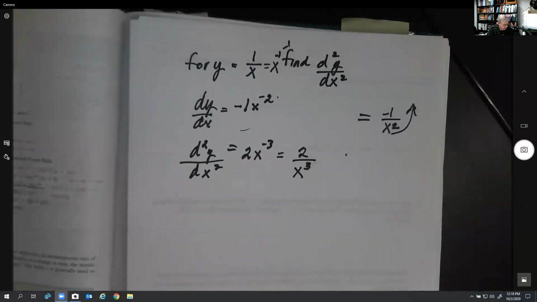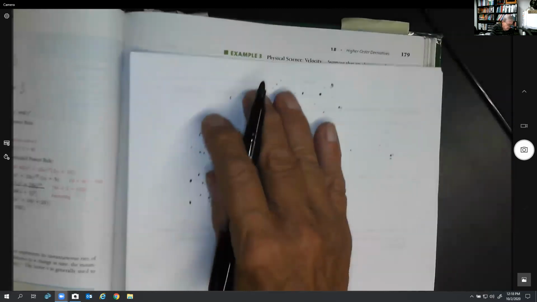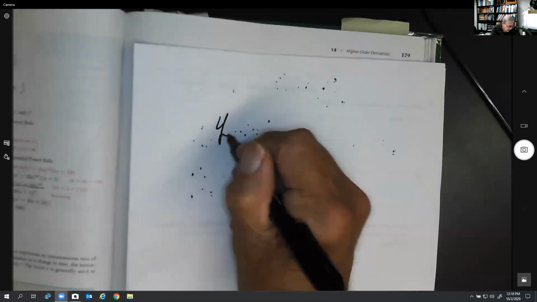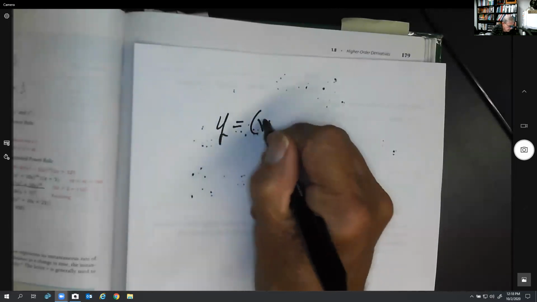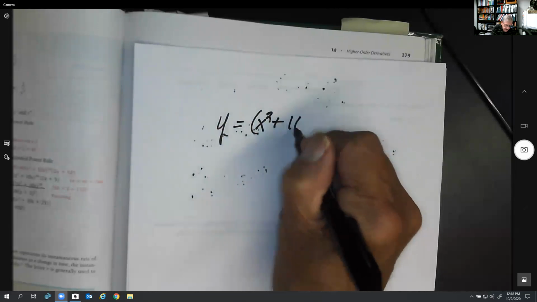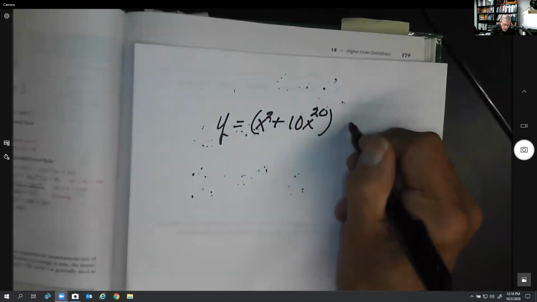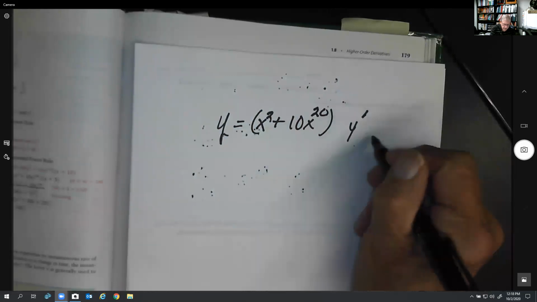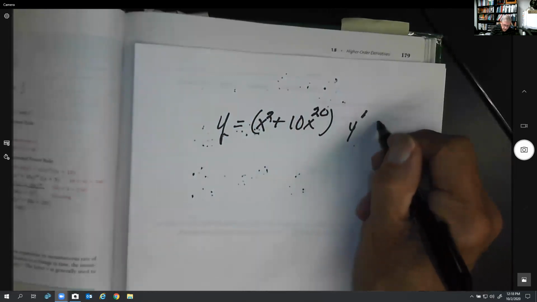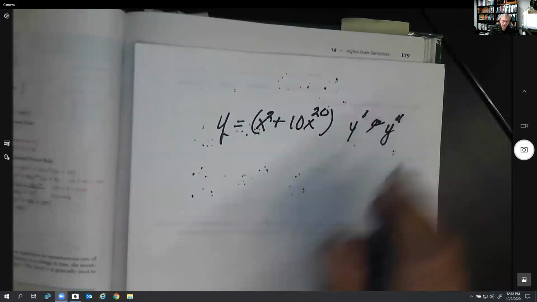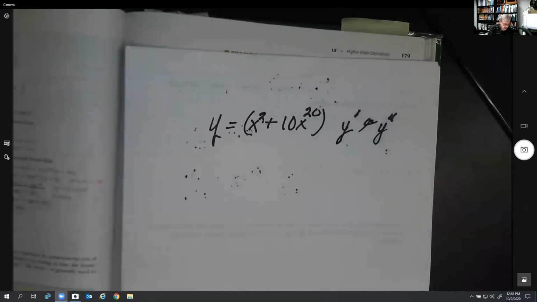All right, let's try another one in the book. Look at this one. y equals (x squared plus 10x) to the 20th power. They want you to find y prime, the first derivative, and the second derivative. So they want us to do both.